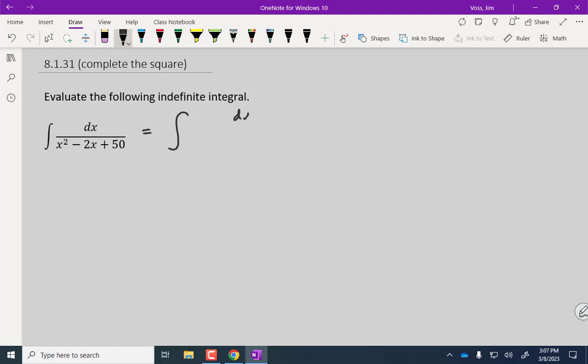So not factorable. So we complete the square. How much do we have to borrow from the 50? 1. So we're going to make this x squared minus 2x plus 1 plus 49. What was the process we used? Divide by 2 and square. So you take the coefficient of x, divide it by 2, and square. So negative 1, quantity squared is positive 1.